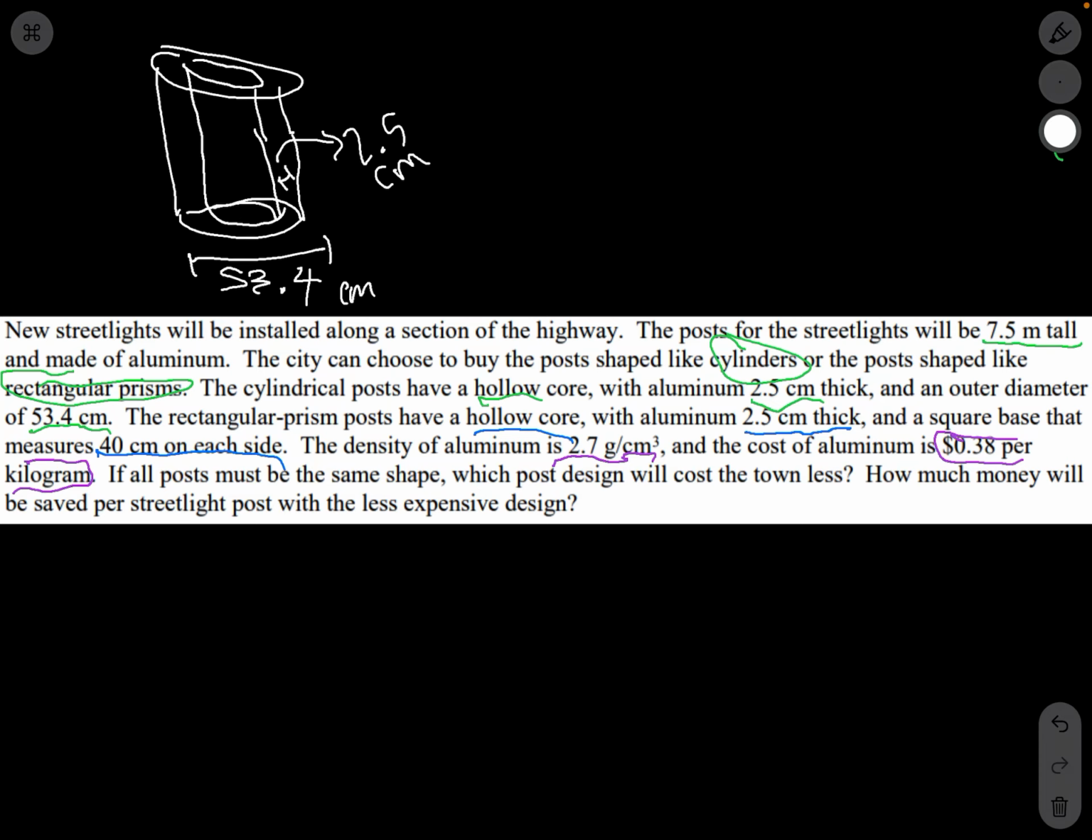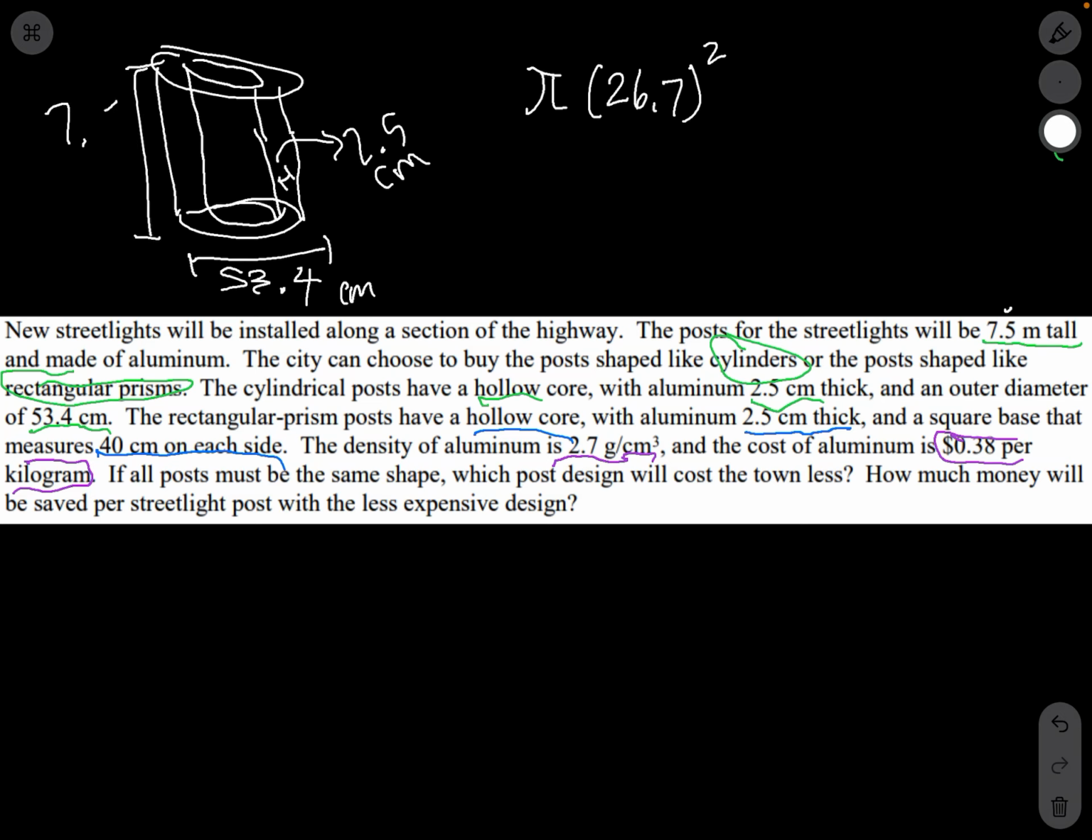So we can find the volume of the whole cylinder, find the volume of the cylinder inside, and subtract the inside volume from the volume of the whole cylinder. So we can do pi r squared times the height. The radius of the whole cylinder is 53.4 divided by 2, which is 26.7. So pi times 26.7 squared times the height, which we're given as 7.5.